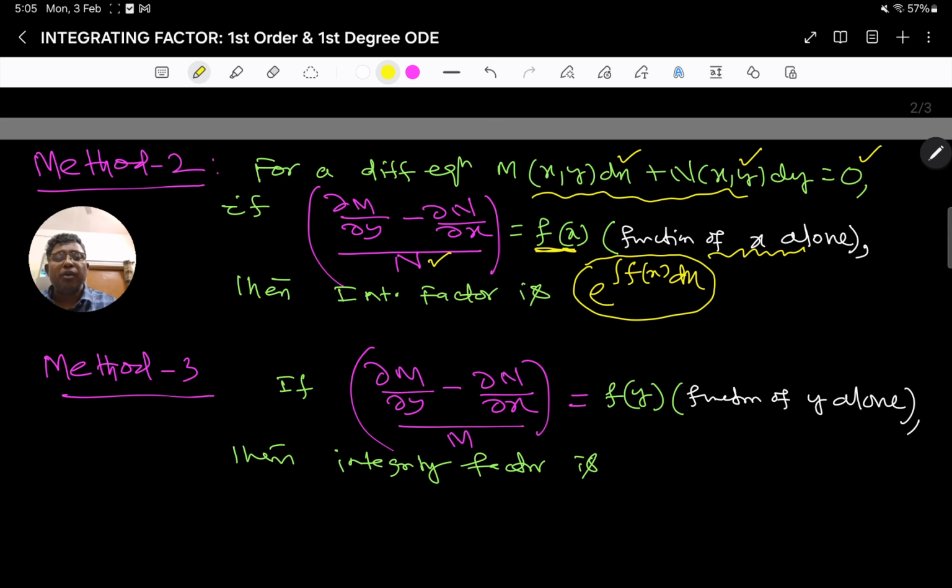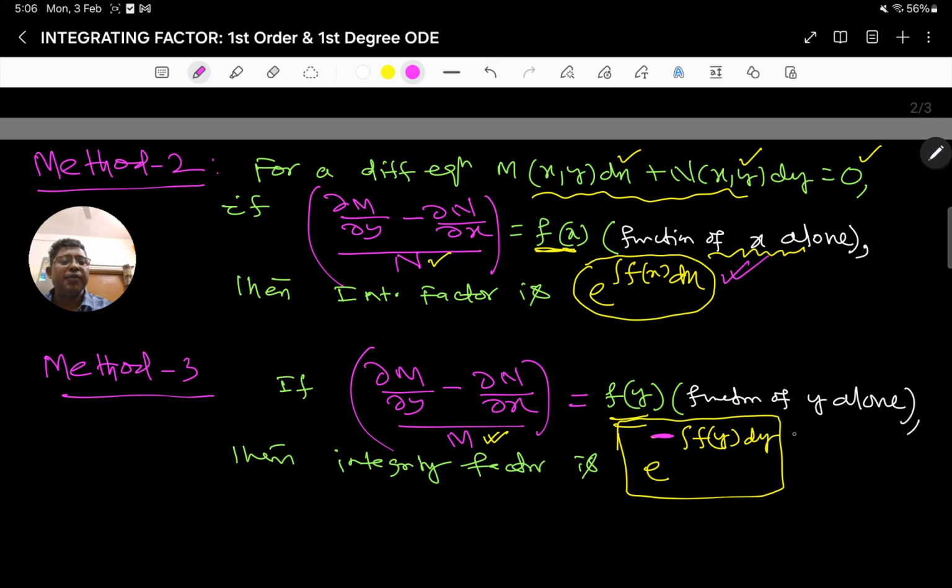Now you see, on division by M, if this is a function of y alone, there is no x, then the integrating factor is e to the power minus integral of f(y) dy. Okay, you note that there is a minus sign here, but there is no minus sign in the earlier case. So you mark it. So this is the integrating factor. So let us use this idea. Actually these two things are most important, as many problems can be solved by these two methods. Okay, so let us solve some examples.